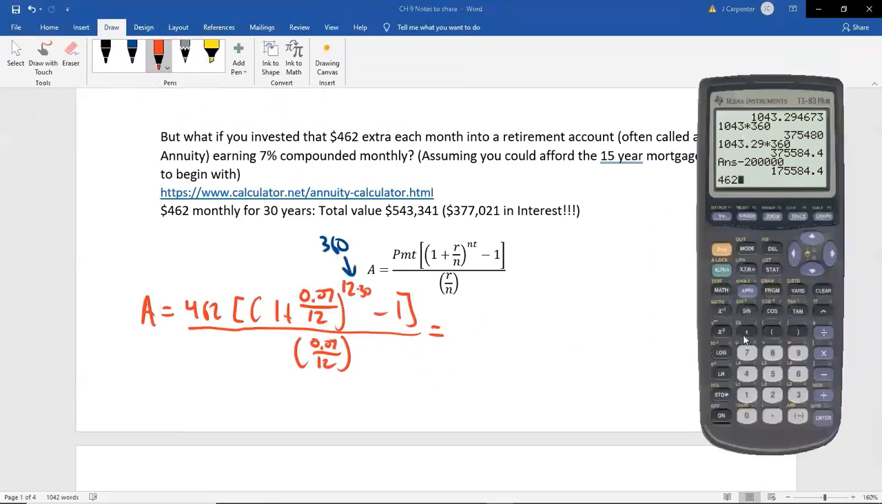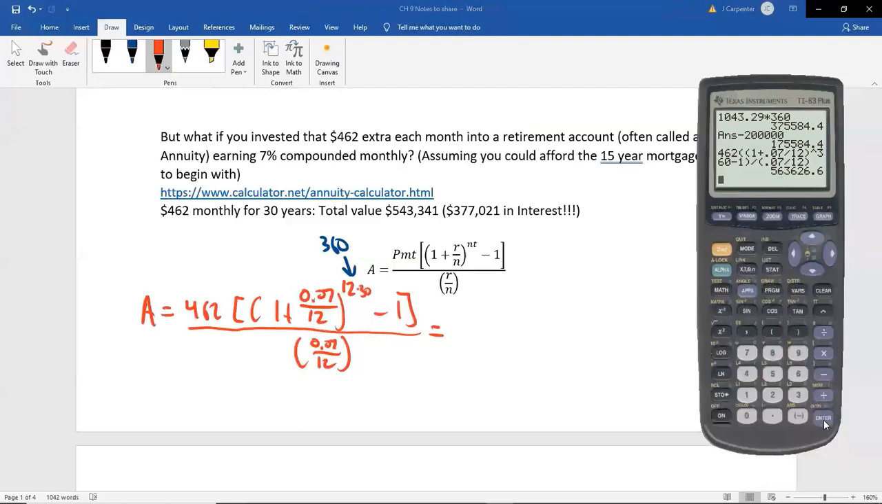Pull out a calculator. 462, bracket parentheses, 1 plus 0.07 divided by 12, close the parentheses, raise it to the 360th power, because we're going to make that deposit 360 times, then a minus 1, that minus 1 is not part of the exponent, close the bracket, which I have a parentheses there, divided by parentheses, 0.07 divided by 12. And let's see if we get that 543,000.